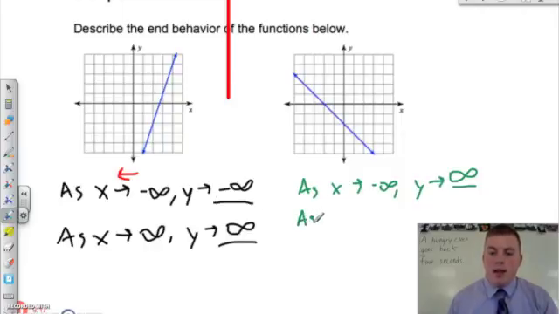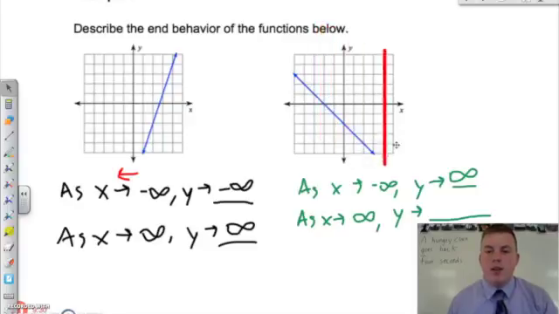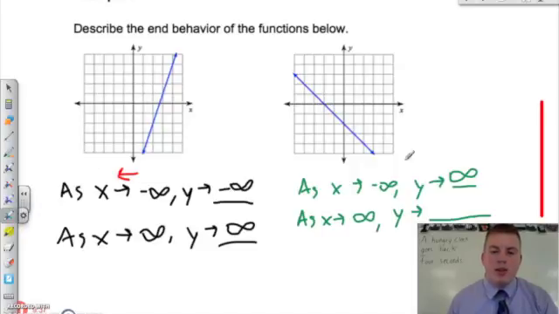Now as x approaches positive infinity, and we move in the positive direction for x, this time as we drag our line, we're going further and further downhill, and that's going to continue going on forever. So this time our y is going down, and it's going down forever. So we would say that y would be approaching negative infinity. One more example that I want to go over with you guys for end behavior.